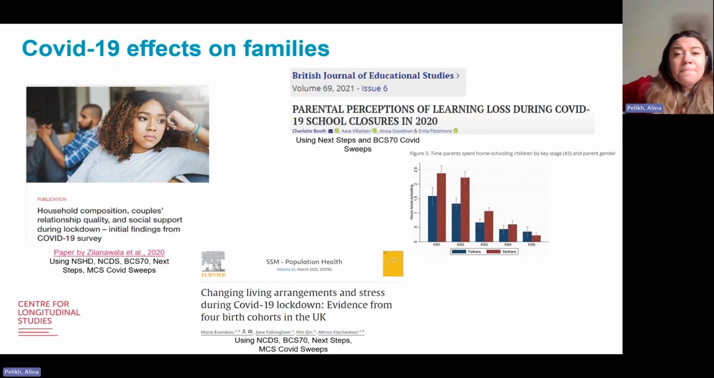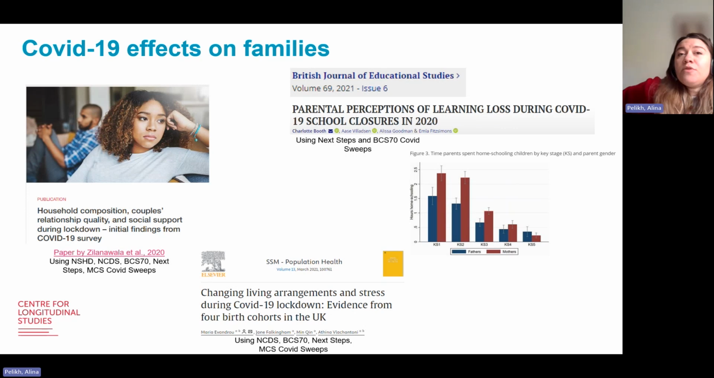As Vanessa said, we collected a lot of data during COVID, and this data could also be used for, and has already been used to look at, various effects on families. So, for example, the paper on the left looked at changes in household composition across cohorts and couples' relationship quality, and how it increased or decreased depending on the household composition, the age of the cohort members, and the social support during lockdown. So really a breadth of data there.